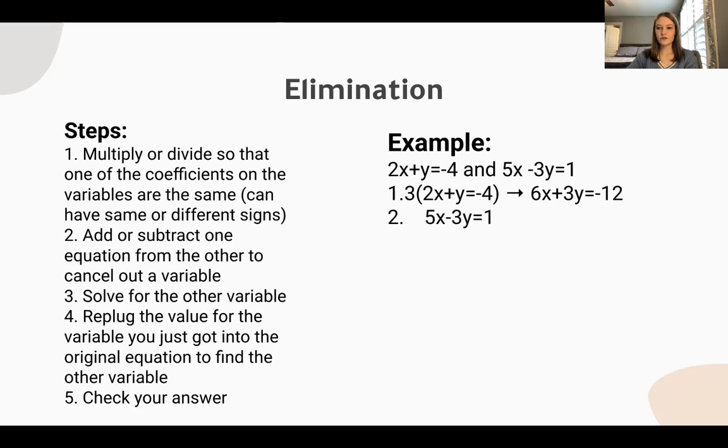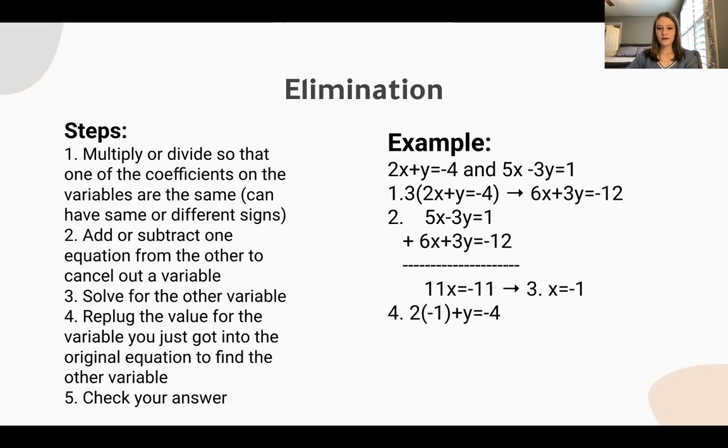And now we're going to add those two expressions together to get 11x equals negative 11. So solving for x, we get x equals negative 1. And now we're going to plug that negative 1 in for x in one of the original equations. I chose 2x plus y equals negative 4. We get 2 times negative 1 plus y equals negative 4. Negative 2 plus y equals negative 4. So y will equal negative 2. So for this example, we got x equals negative 1 and y equals negative 2.